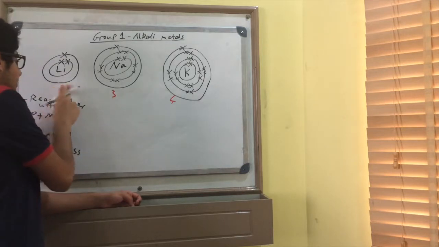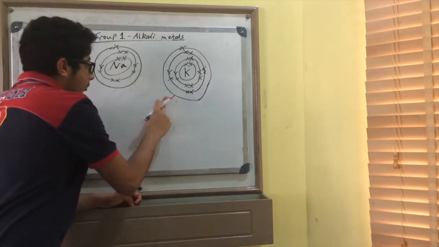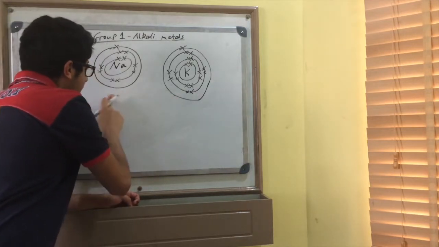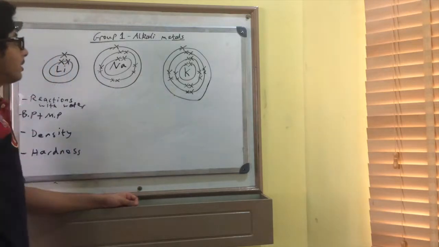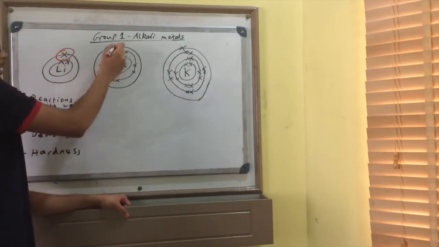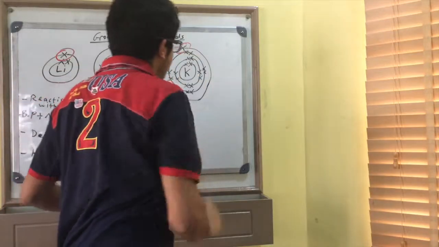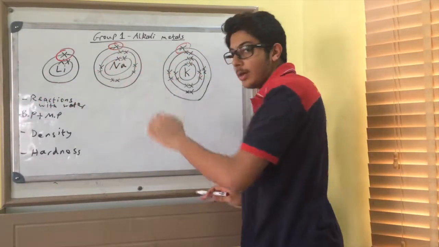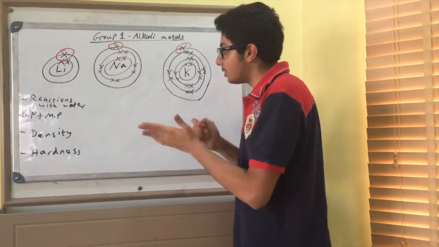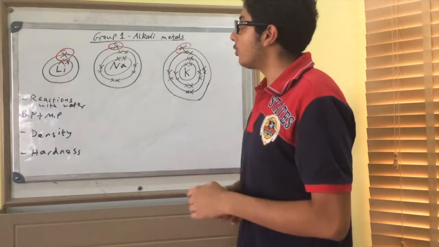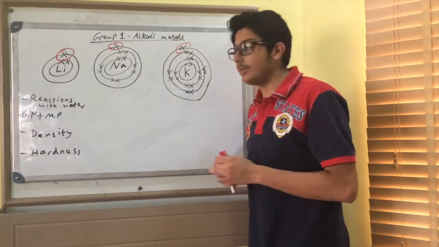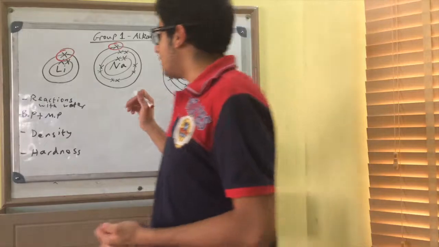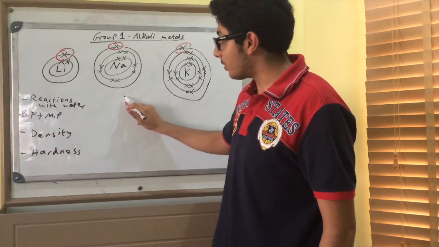Corresponding to the number of shells they have. But the one thing they do have in common from their electronic structure is the fact that they have 1 electron in the outer shell, because they're all group 1. Group 1, 1 electron in the outer shell. And group 1 metals are extremely reactive, and they react vigorously with water.